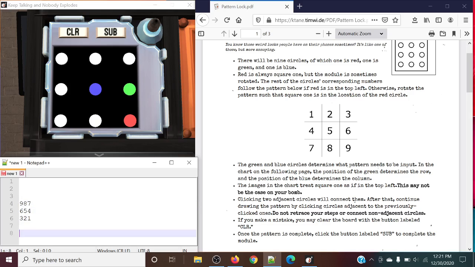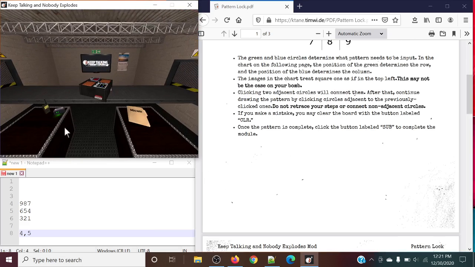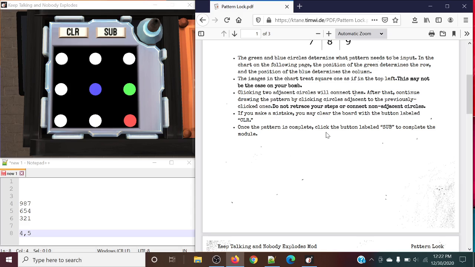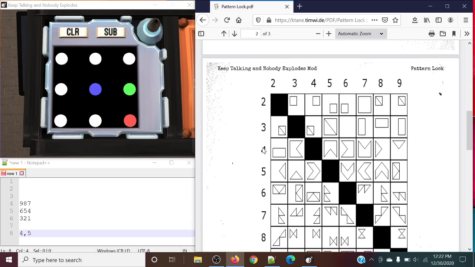Green is going to correspond to the 4, and blue is going to correspond to the 5. And remember that we've rotated this upside down. So that's what we need to do when we're drawing this. So 4 is our row because that's what green is, and 5 is our column because that's what our blue is. And we're going to be drawing this image right here, almost like a little bookmark tab right here, or whatever it's called.